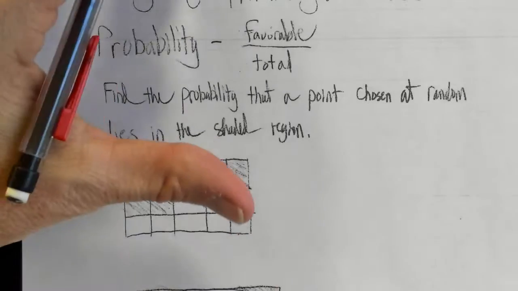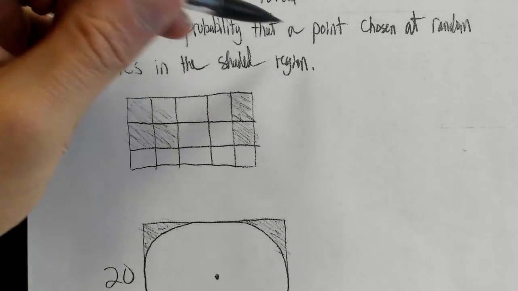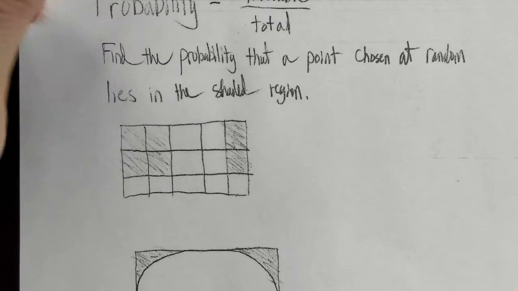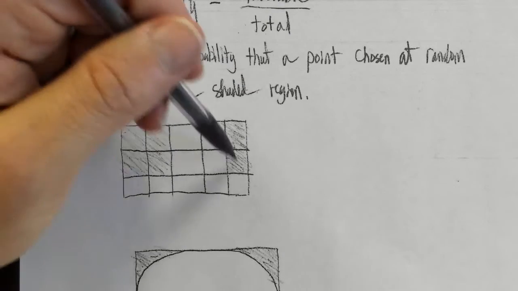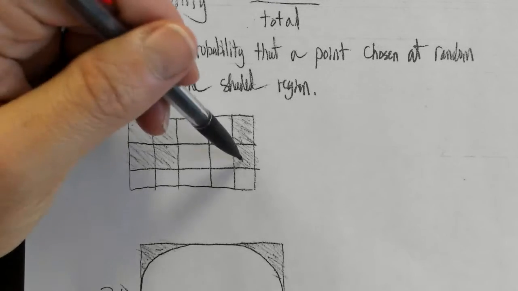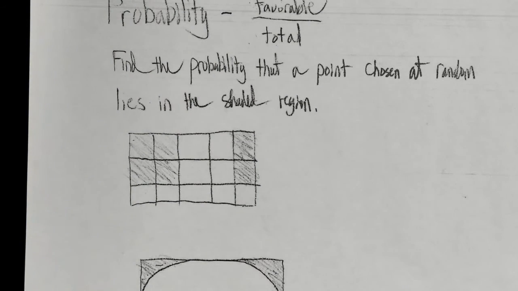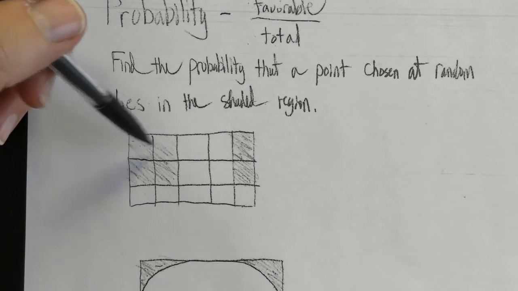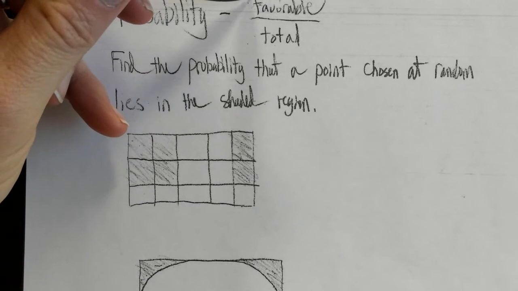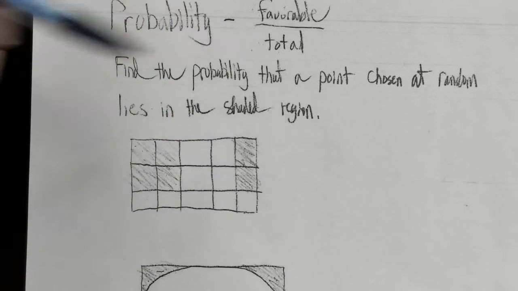Okay, so now what we're going to do is answer questions like this. Find the probability that a point chosen at random lies in the shaded region. So if we pick a point on this figure at random, what is the probability that it lies in one of the shaded regions? Here's how you've got to think about this. In problems like this, the amount of your shaded region is the favorable amount, and of course the total area of the region is the total amount.